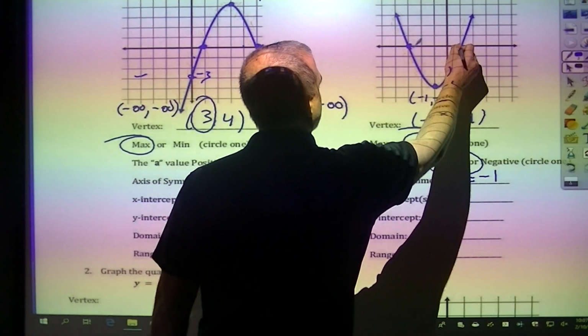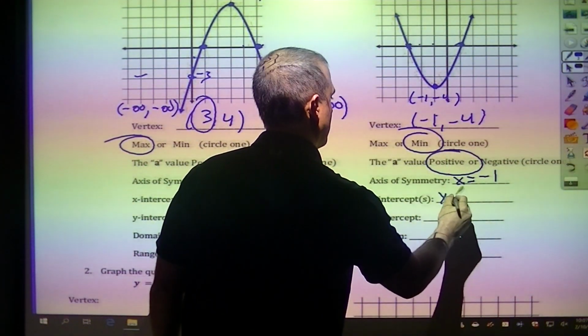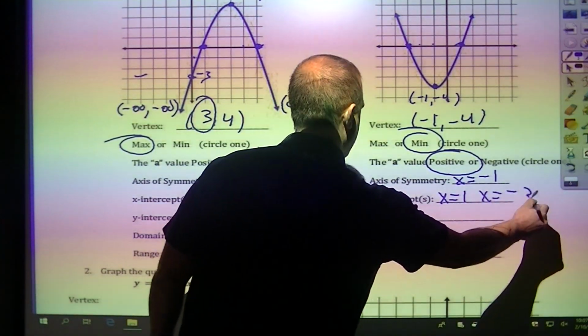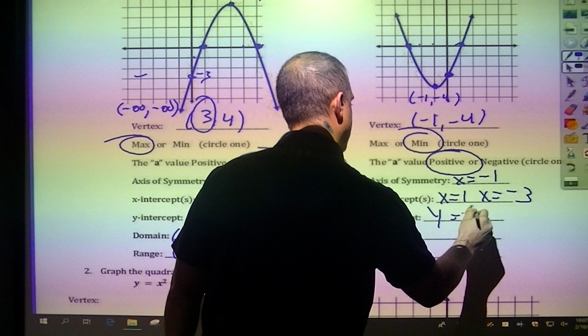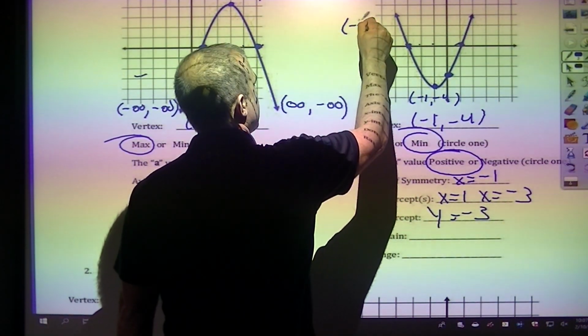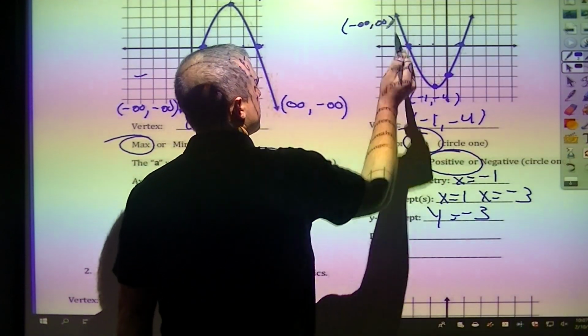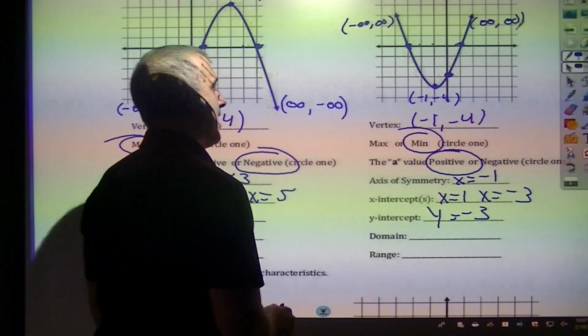My x-intercepts are right here, so that's 1 and 1, 2, 3. So x equals 1, x equals negative 3. My y-intercept is at 1, 2, also at y equals negative 3. My domain, now this arrow would be positive infinity, because it's going up. This right arrow is going up, so it is also positive infinity.